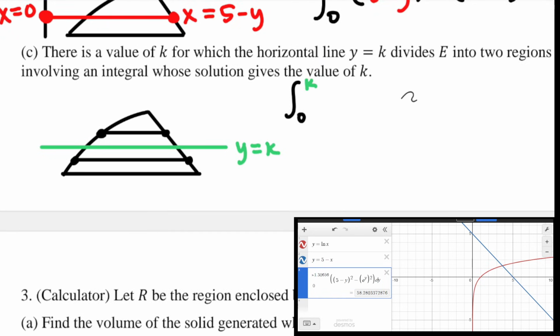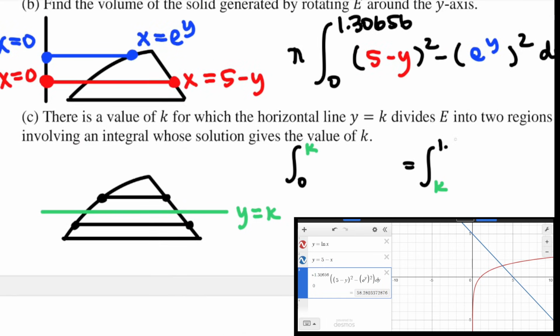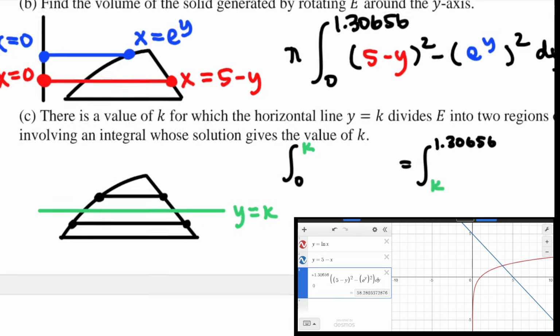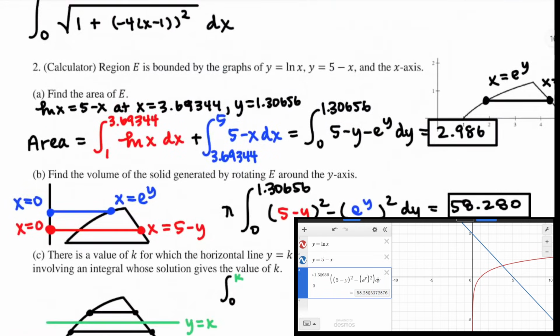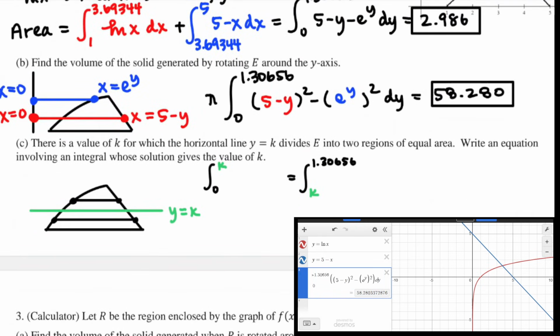Okay, so the idea is we're going to integrate from y equals 0 up to y equals k, and that's going to be equal to the integral from k to 1.30656. And then right minus left is still going to be the same thing it was up here, 5 minus y minus e to the y, because we're talking about area. Okay, that's us writing an equation involving an integral.